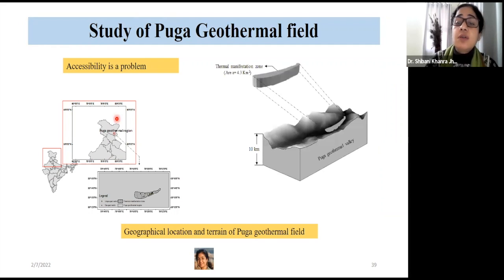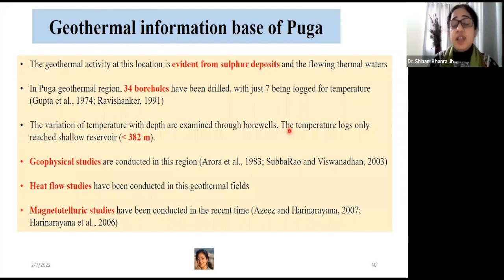Also, due to certain studies, it has been found that Puga geothermal valley has quite a good thermal manifestation zone with a very wide area of 4.3 square kilometers. So what is a thermal manifestation zone? Thermal manifestation zone is basically where some surface activities are widely observed in this particular geothermal field, which also indicates the potential of this particular geothermal field of Puga. So we have taken that into account.